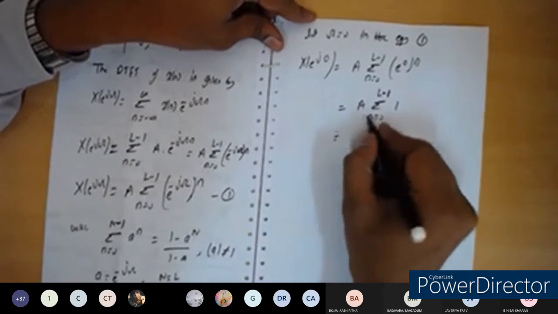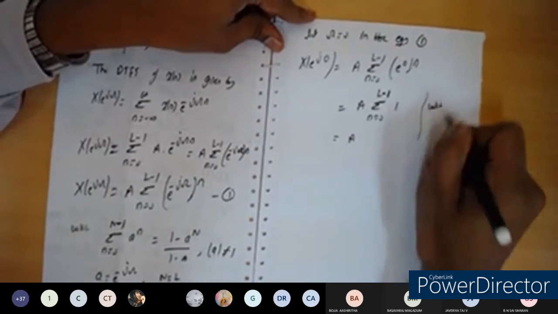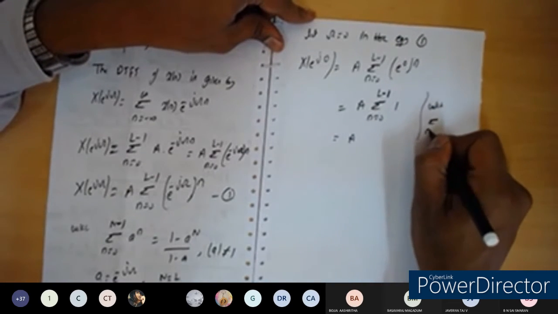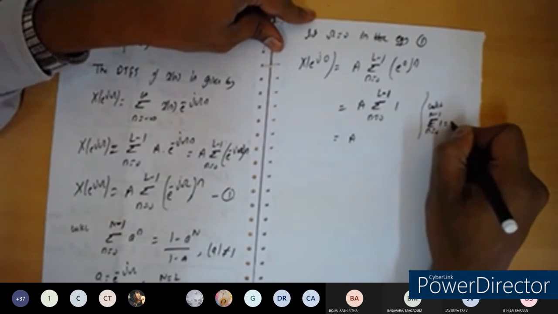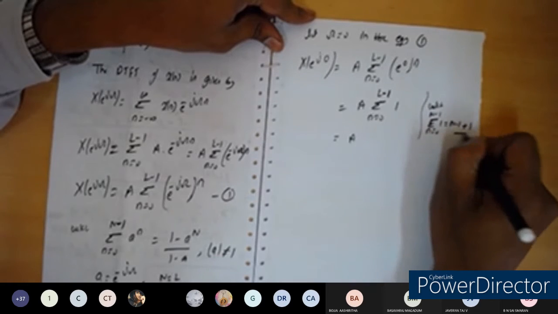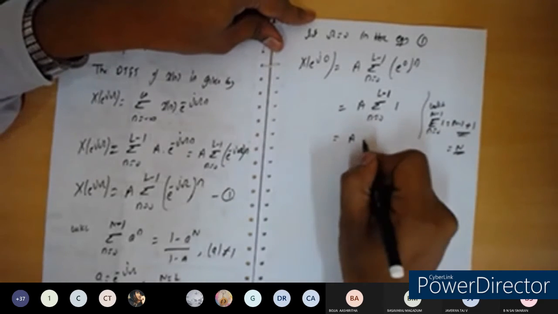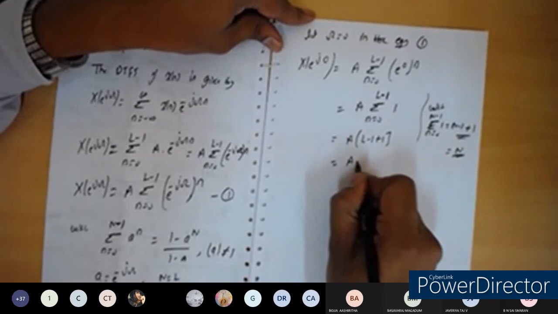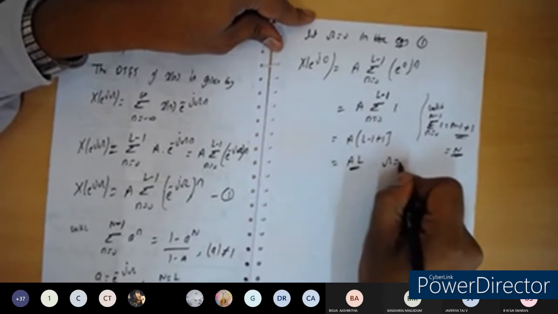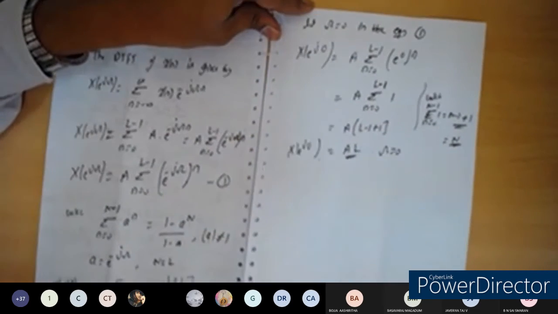So the summation value will become equal to, using the formula we already know, summation n equals 0 to n minus 1 of 1 is n minus 1 plus 1, which is equal to n. So here it will become L minus 1 plus 1, so we get A into L. This is for omega equal to 0.